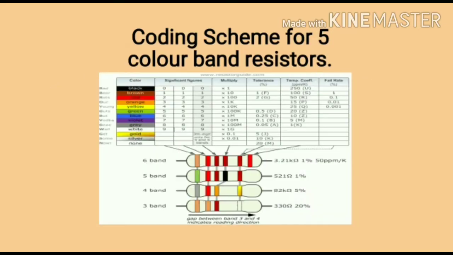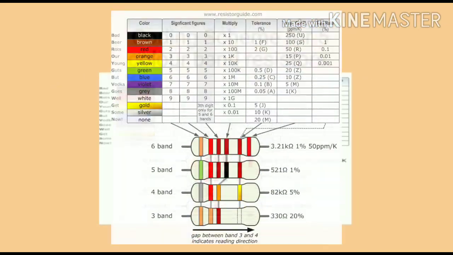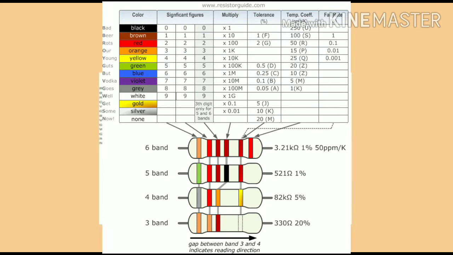For the given example, first band is green, that is, put the value equal to 5. Second band is red, so put the value 2. Third band is brown, so put the value 1. Fourth band is black, so put the value 10 to the power 0. So the value of the resistor is 521 into 10 to the power 0 ohm, that is equal to 521 ohm.